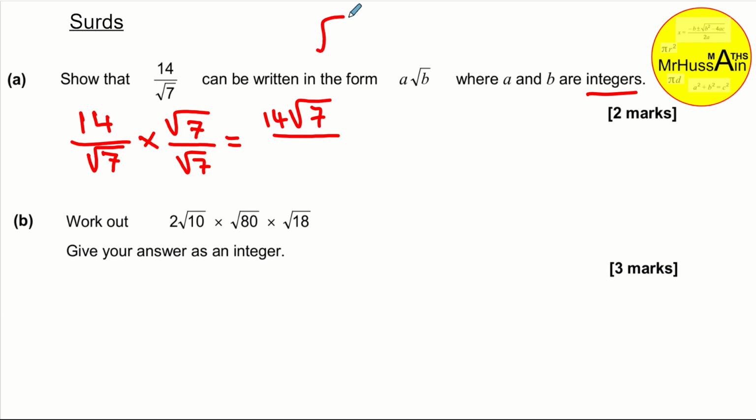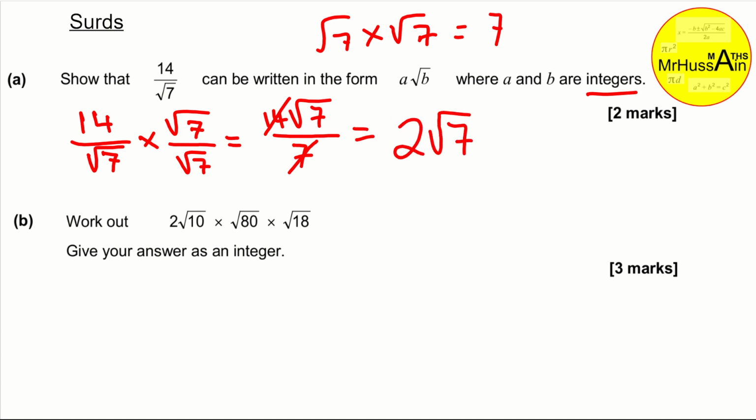You need to know root 7 times root 7. The key thing is going to end up being 7. Root 7 times root 7 is going to end up being 7. So that is that. 14 divided by 7 is 2. Root 7. Do I have what they've asked for? Yes, I do. That's my 2 marks.